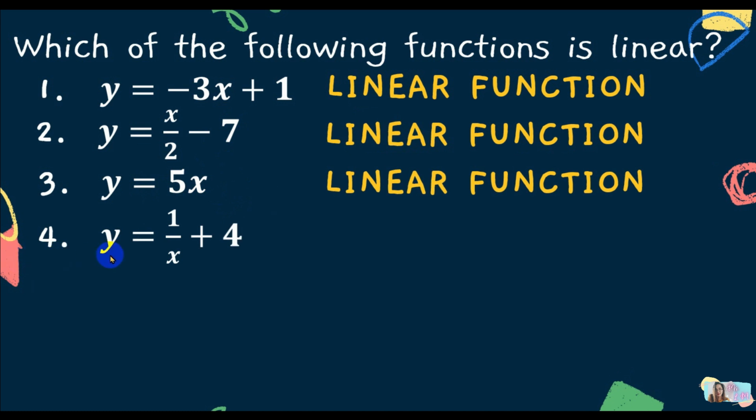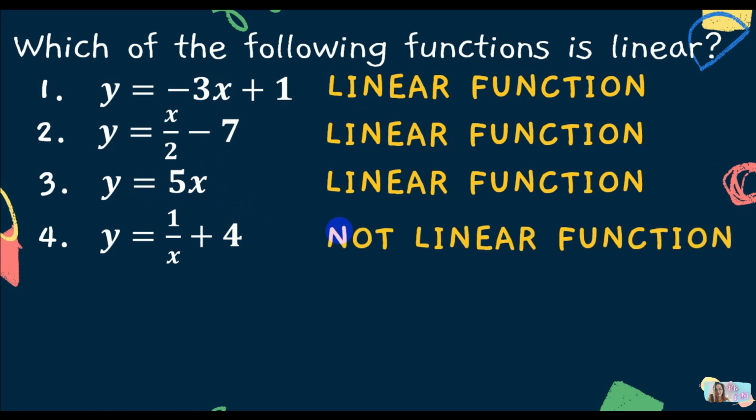How about number 4? Y is equals to 1 over x plus 4. Can we consider this as linear function or not? The answer is it is not a linear function. Why? Because the denominator here is our variable x and ang slope po natin ay hindi po pwedeng magkaroon ng variable sa ating denominator. We cannot form this as 1 over 1x, right? So, hindi siya mapo-form as slope-intercept form. That is why this is not a linear function.